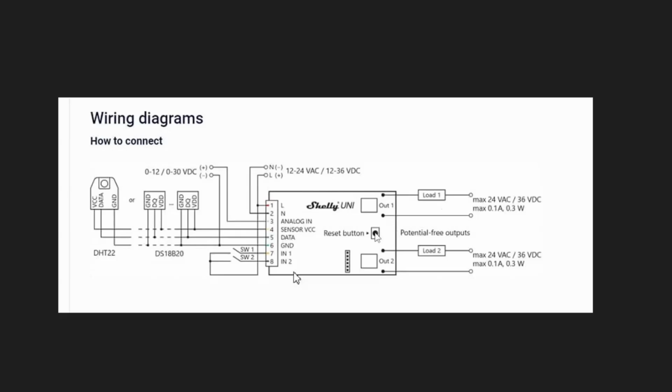First of all, you've got a reset button, which will put it into pairing mode. To power this, we connect a plus and a minus. I've got it running off 12 volts DC, as I'll show you shortly. Then we have our analog input. So this is 0 to 30 volts DC.